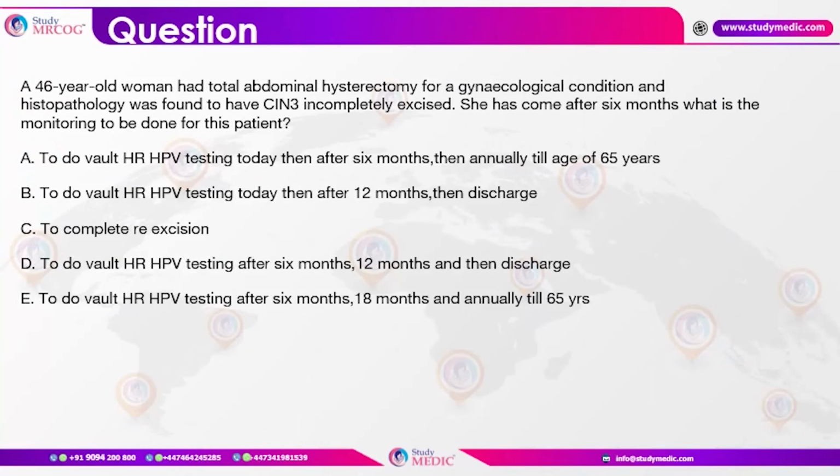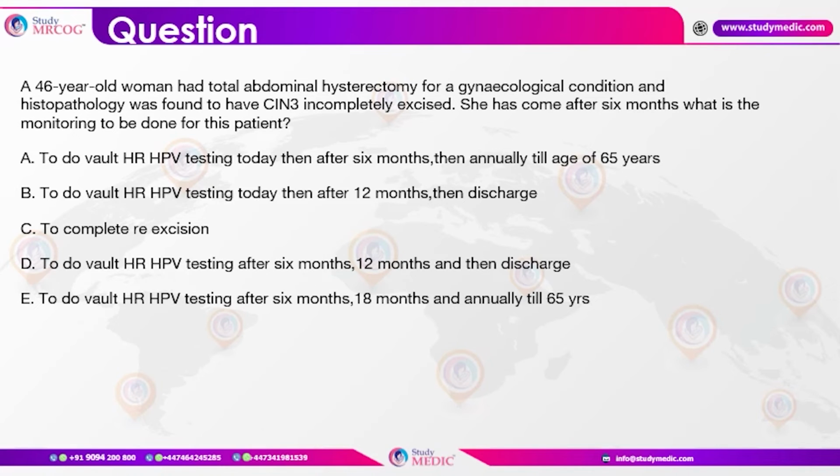So now coming to the next question, which is frequently asked as an SBA. A 46-year-old had a total abdominal hysterectomy for a gynae condition, and histopathology was found to be CIN3, which is incompletely excised. She has come after 6 months. So what will be the monitoring done after for this patient?